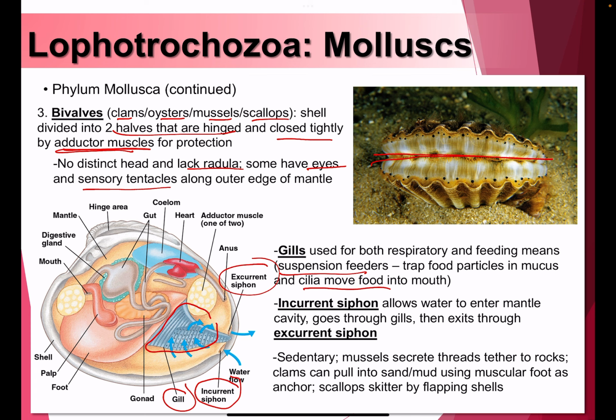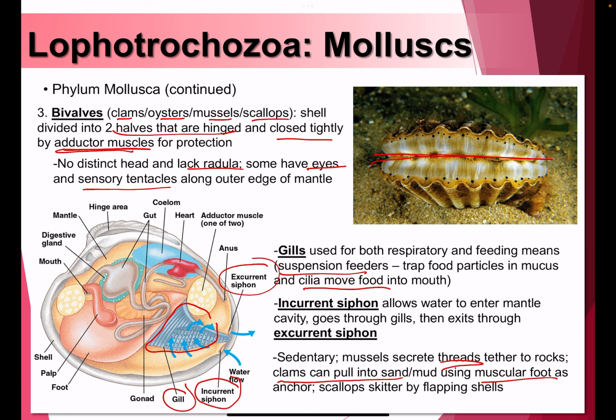Depending on which bivalve creature you are, some will move, some won't. Mussels actually secrete threads that tether them to rocks, which means mussels don't move. Clams, on the other hand, can pull themselves into the sand or mud and burrow in there. They have a muscular foot that will stick out of the shell and use that foot as an anchor. I'll show you this in a bit. It's a pretty interesting process.